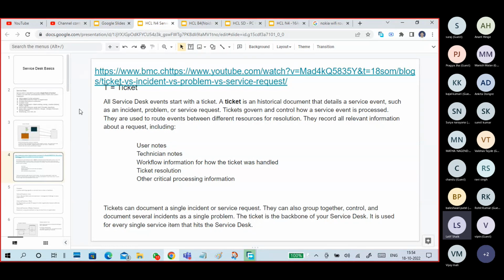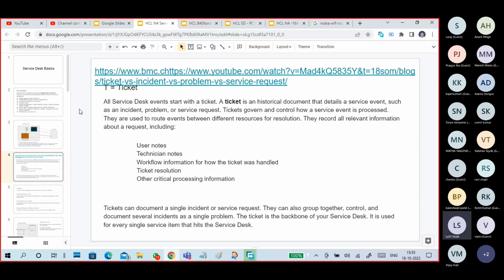What is a ticket, guys? A customer has certain issues or a certain requirement, like a change of services, access to a particular service or information, or he is trying to report an incident. Once the service desk receives that information from the customer, you will create a ticket. Based on the ticket only, we will try to resolve the issues.